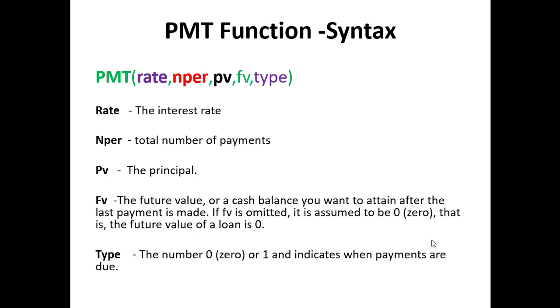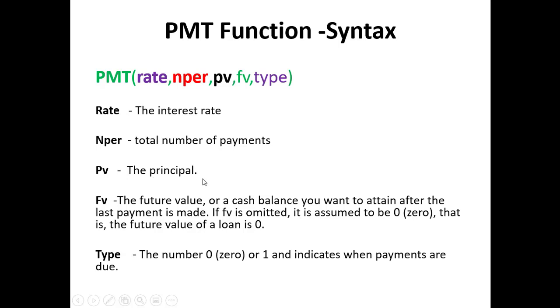Then you need to identify the total number of payments. It depends on whether you make an annual payment or a monthly installment. Depending on that, the total number of payments would be determined. That is what is indicated by NPER. Then we have to identify the loan amount, which we call the principal amount. It is symbolized by the PV, the present value.